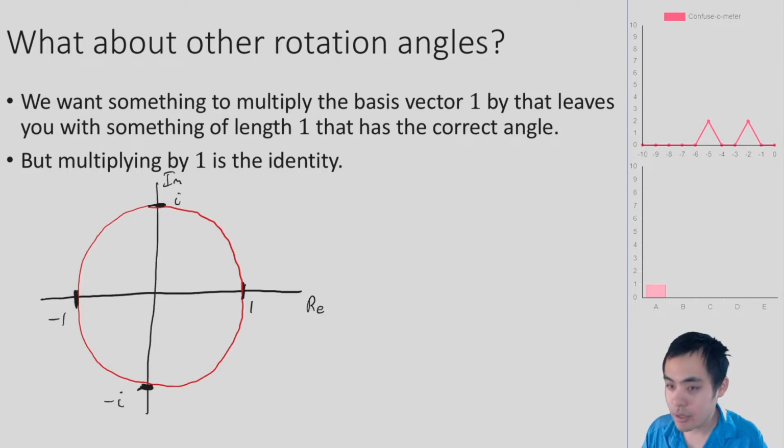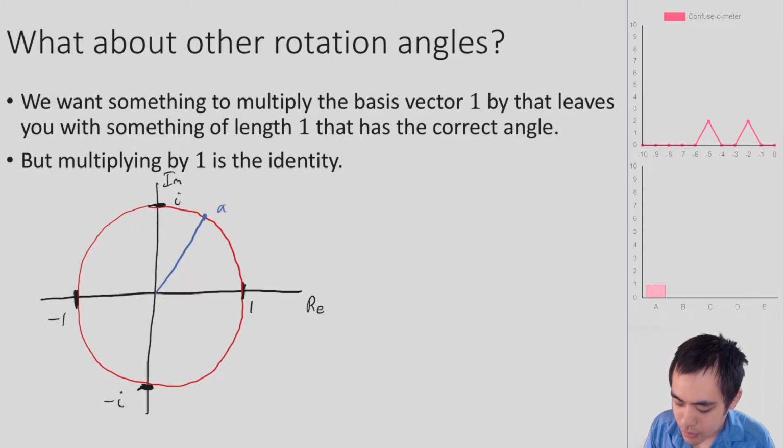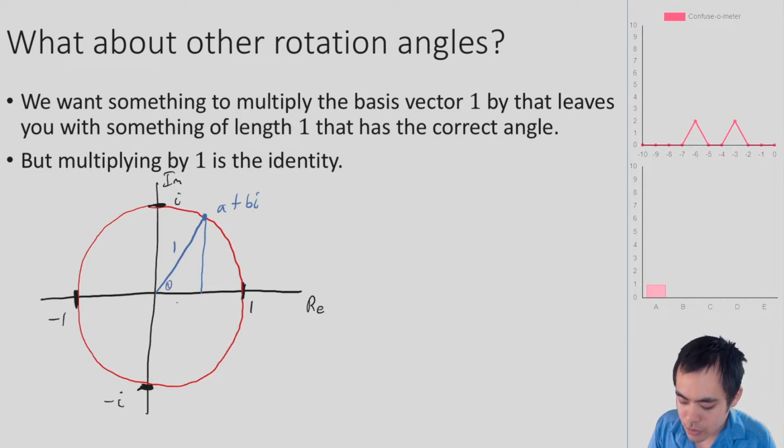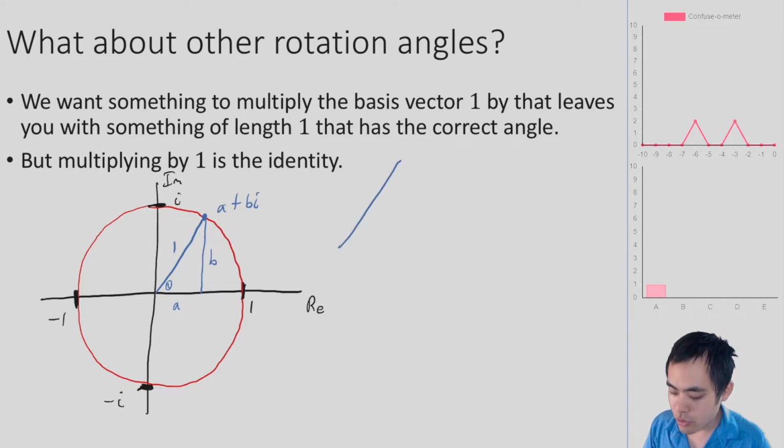So something like, let's say we have some point here, a plus bi, that's some value. And you'll notice that the length here is going to be 1 because it's along the unit circle. And this angle here is going to be theta. And so this here is going to be a and that's going to be b. And this triangle precisely gives you what complex number to multiply by to rotate by the angle theta. So if we redraw out this triangle, well, that's theta. This is 1, b, and a.